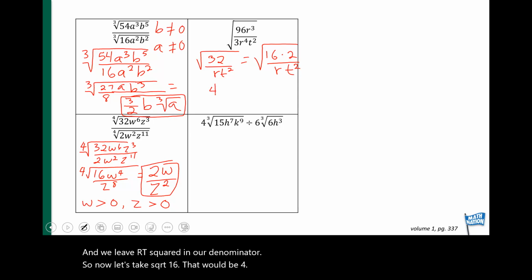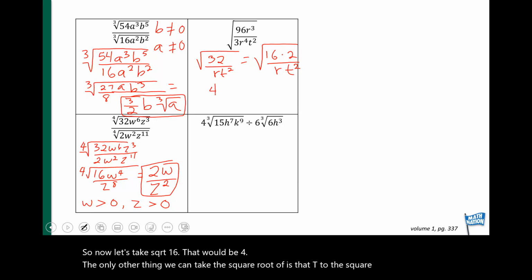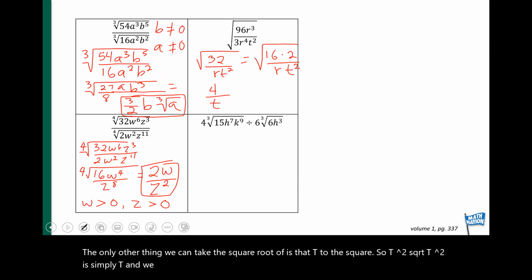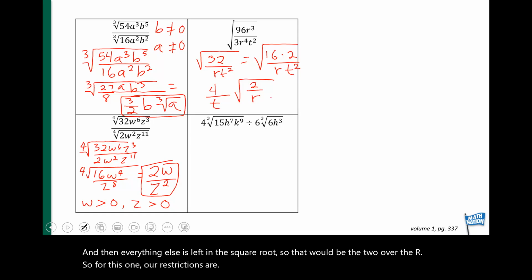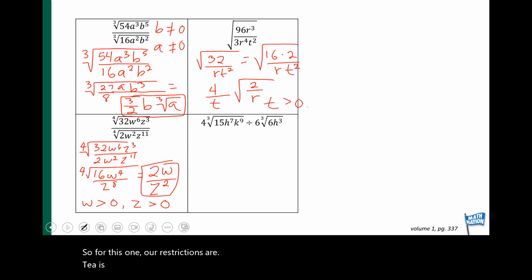The only other thing we can take the square root of is that t squared. The square root of t squared is simply t, and we keep that in the denominator. And then everything else is left in the square root. So that will be the square root of 2 over r. So for this one, our restrictions are t is greater than 0 and r is greater than 0.